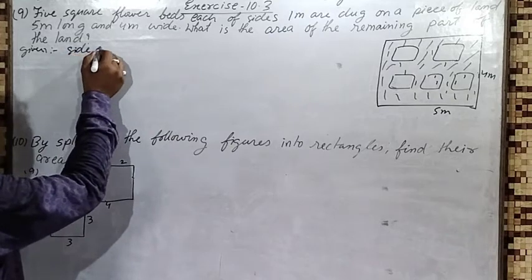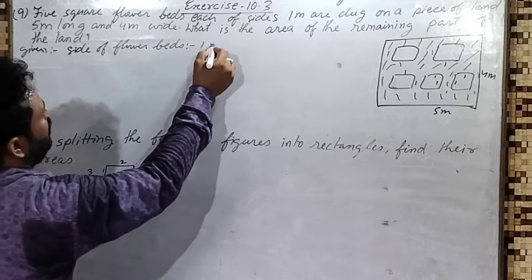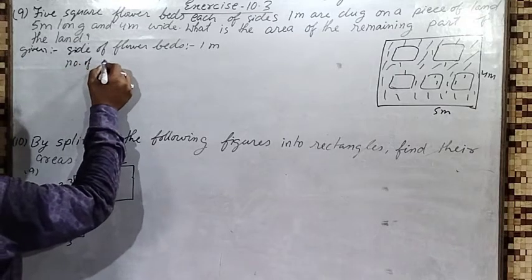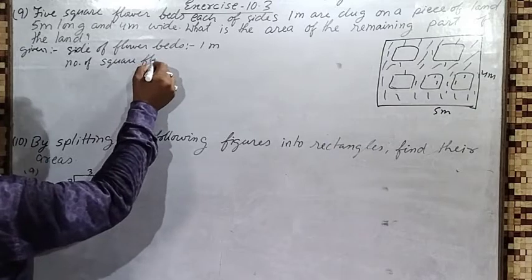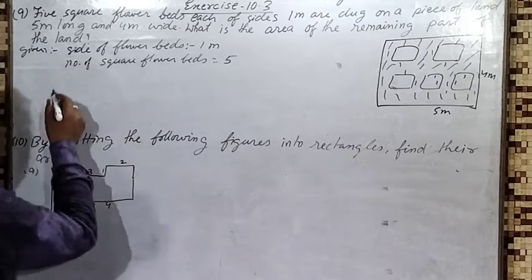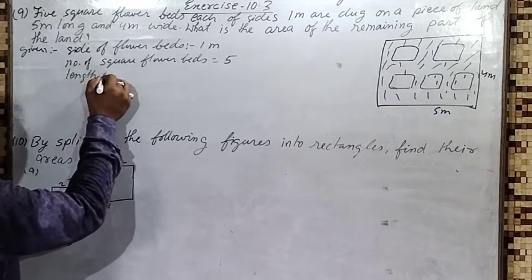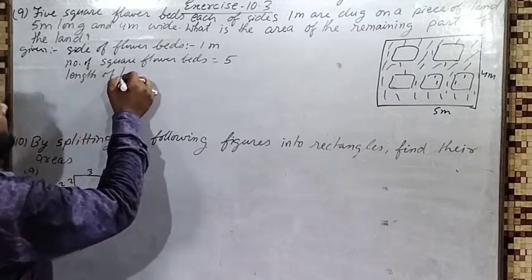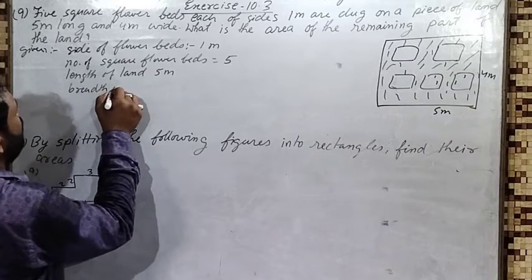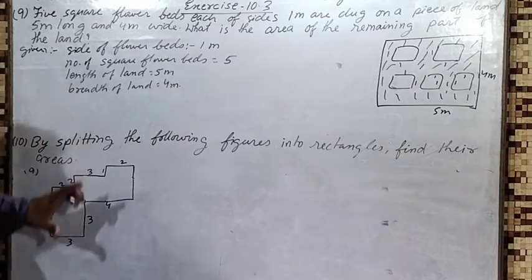Side of flower beds is 1 meter, number of square flower beds is 5, then length of land 5 meter, breadth of land 4 meter. So you have to find the area of flower beds.